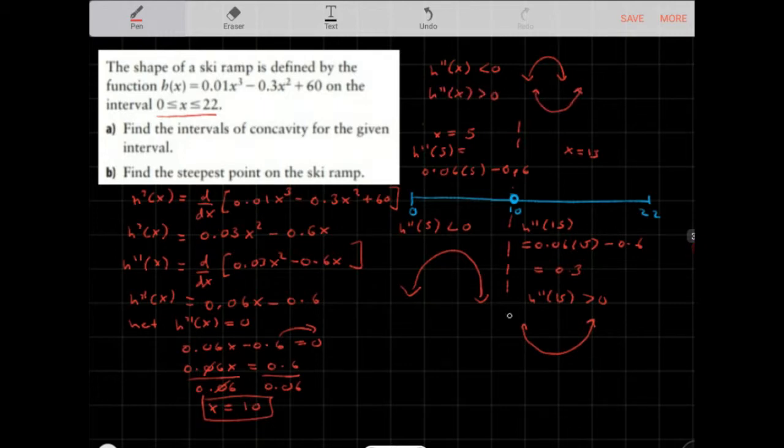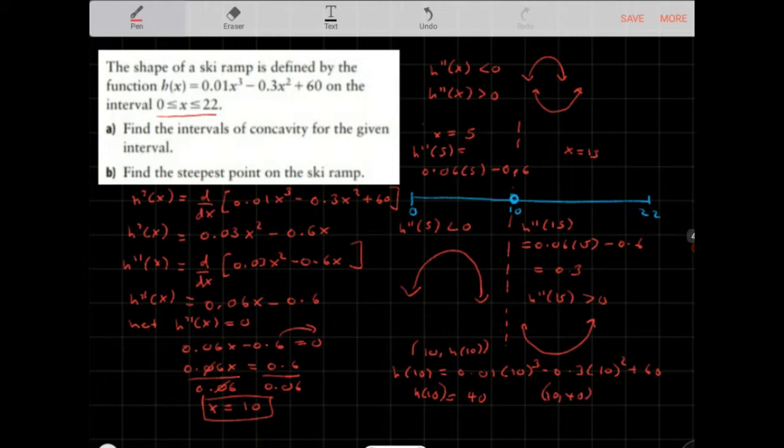Okay, we have a point of inflection at 10. Specifically, if you wanted to figure out the actual point, it's going to be 10 and h of 10. If you plug 10 into your function, 0.01 times 10 cubed minus 0.3 times 10 squared plus 60, I'll get 40. So h of 10 is equal to 40. So we found our point of inflection as well: it's (10, 40).